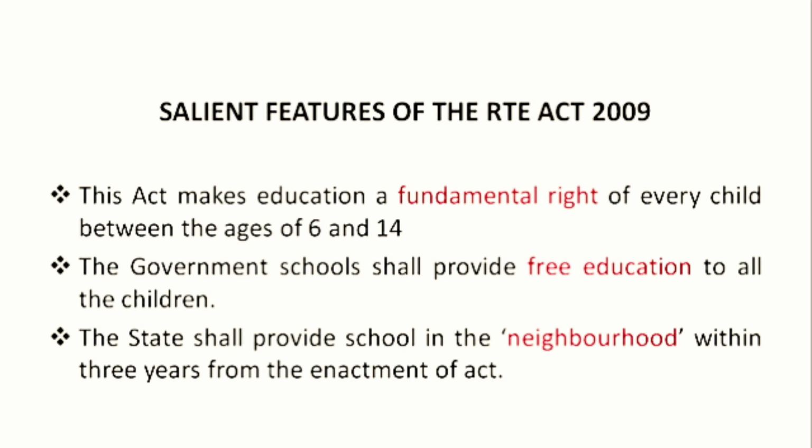Another feature: the state shall provide a school in the neighborhood within 3 years from the enactment of this Act. When I say neighborhood, what is that? For easy access, the school should be accessible to students. If it is a primary school, it should be within a kilometer, or if it is an upper primary school, within 3 kilometers. That is what is highlighted in this point.